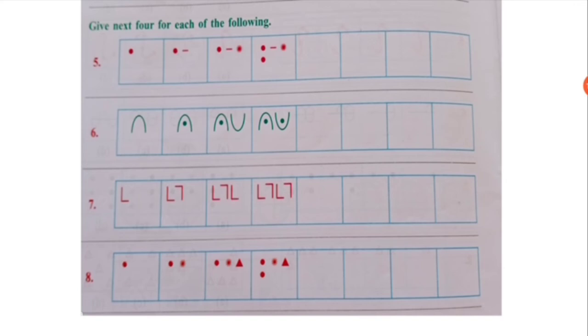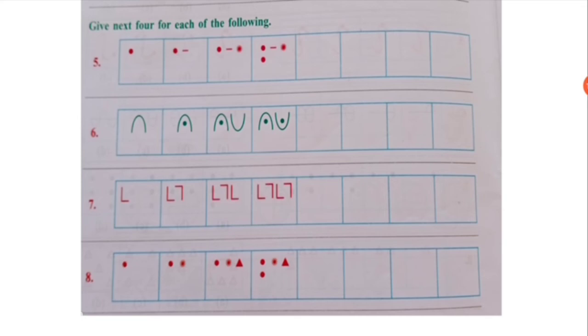Next, give the next four for each of the following. It is also the same growing pattern. Here you can see in the first picture one dot, second picture one dot, one dash, then third: dot, dash and star, then in the fourth picture it is different: two dots, one dash and one star. So in the next picture it should be two dots, two dashes and one star. The next picture, two dots, two dashes and two stars, and in the next picture three dots, two dashes and two stars.